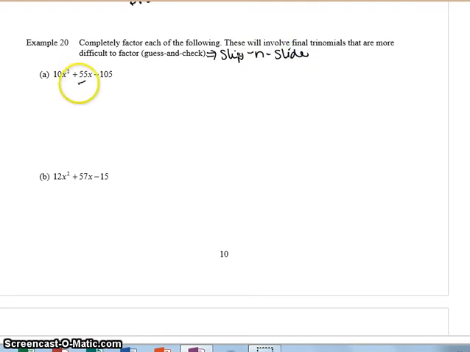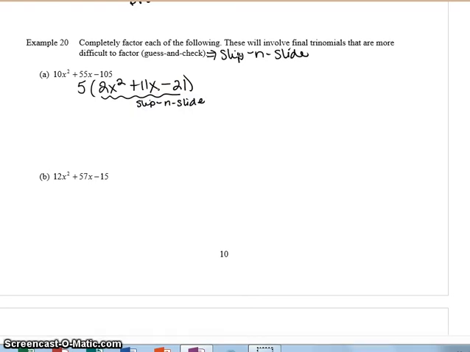Part A, I'm going to factor out a 5. When I factor out a 5, I'm left with 2x squared plus 11x minus 21. Okay? This is now a slip and slide. The only thing you got to be really careful with, that 5 that we just factored out through GCF has to be written down in your final answer. Okay, so when I slip and slide that, you slip out the 2, you're left with x squared plus 11x, and 2 times negative 21 is going to be negative 42.